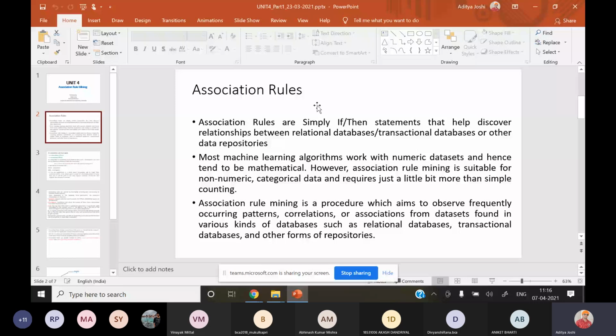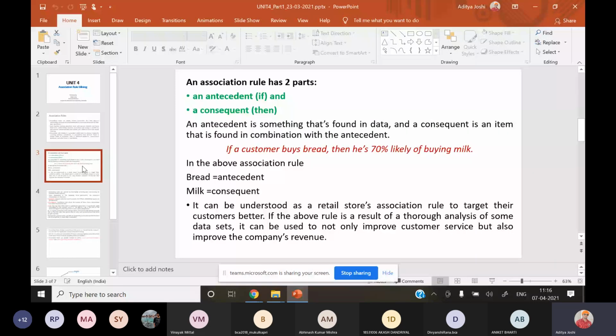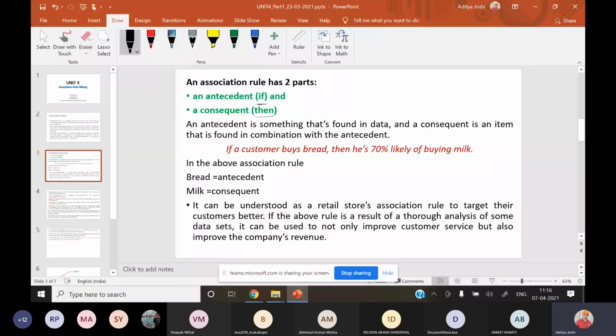So if we go to the second slide, there are two parts of association rules. The first part is the if part, and the second part is the then part. The if part is called antecedent, so keep in mind, the if part is called antecedent and the then part is called consequent. Now, what is antecedent and what is consequent?